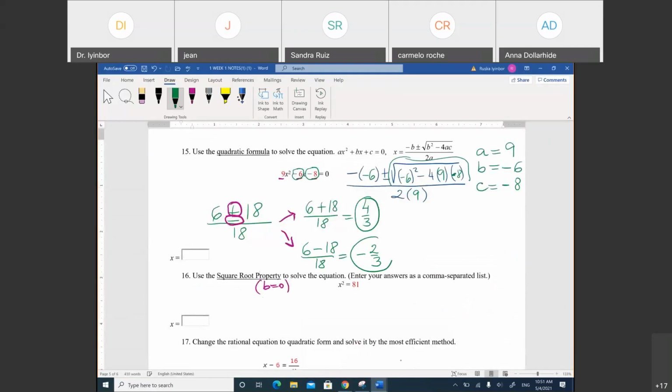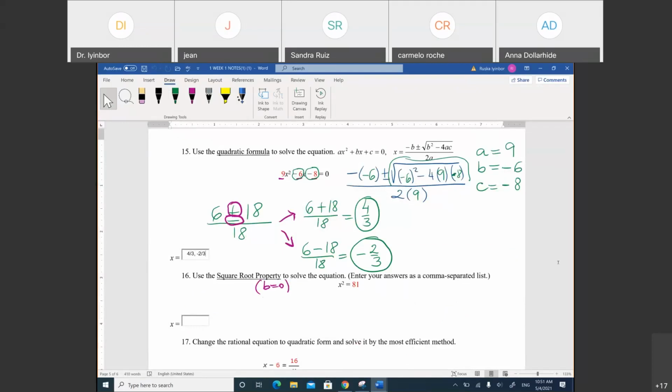So that's how you do the formula. Any questions? And that's how you put it. You're going to click here and you're going to do 4/3, comma, -2 over 3. You got it? Yes. Okay, so don't worry, you're going to practice this. Let me just show you all the methods.